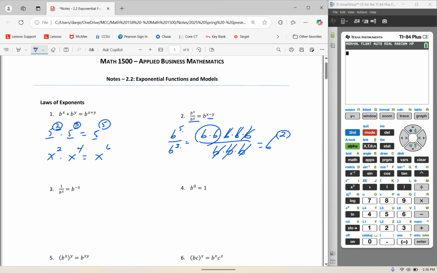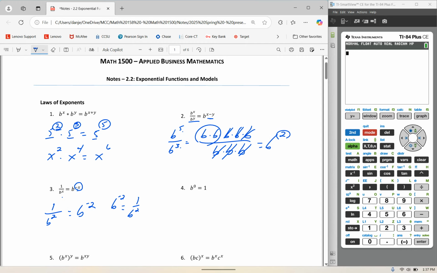The exponent tells me how many times I'm dividing. So in number 3, 1 divided by b to the x is b to the negative x, because notice the exponent is the opposite, so I'm doing the opposite of multiplying by x, I'm dividing. So 1 over b squared would be b to the negative second. Conversely, b to the negative second is 1 over b squared.